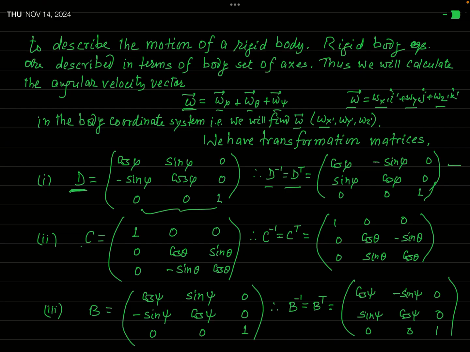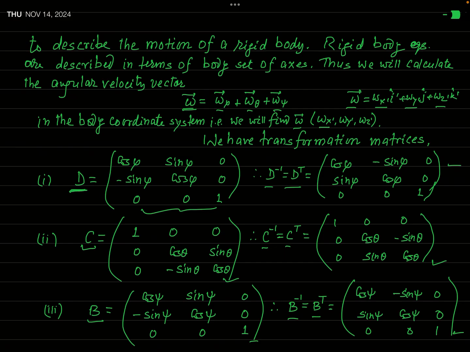Similarly, you have also seen another orthogonal transformation matrix C, and that was defined like this. I hope you can remember it. Since C is also an orthogonal matrix, C inverse will be equal to C transpose, and that will be equal to this much. And B, which is also an orthogonal transformation matrix, was defined like this, so its inverse is equal to the transpose of B, and that is equal to this much.